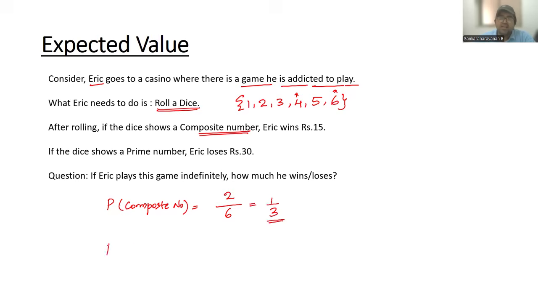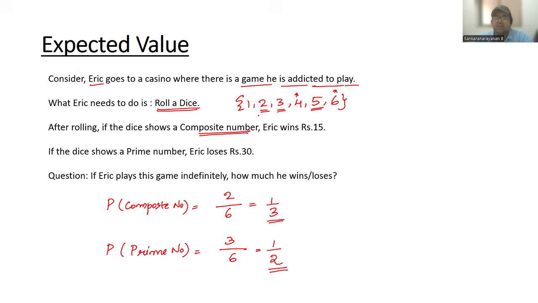In the same way, let's find out the probability that he ends up seeing a prime number. The total number of outcomes is 6. He ends up seeing the number 2, the number 3, or the number 5. Total number of favorable outcomes is 3. So 3 by 6. So the probability for a prime number is equal to 1 by 2.